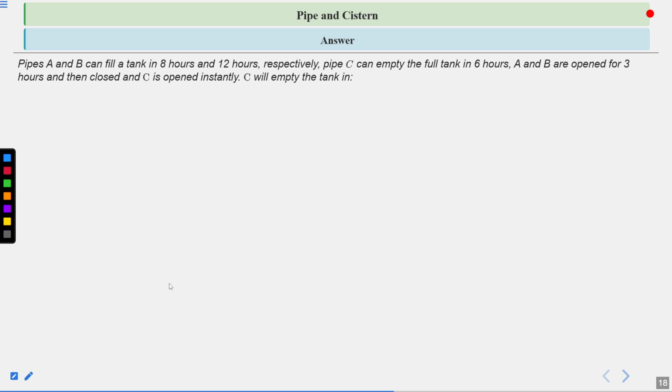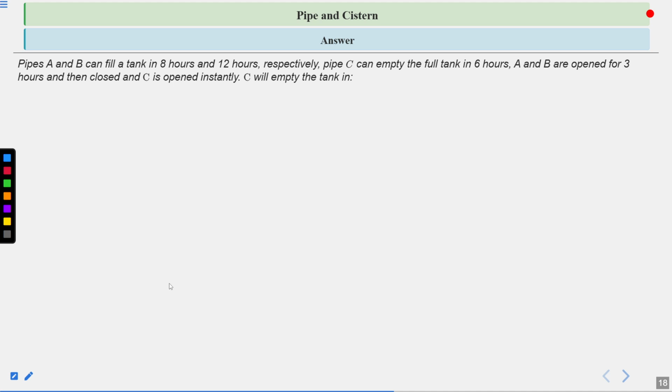So the question says that pipe A and B can fill the tank in 8 hours and 12 hours. And it is also given that pipe C can empty the full tank in 6 hours. So it means the efficiency of pipe C is more than pipe A and B. The question says that A and B are opened for 3 hours and then closed, and C is opened instantly. So C will empty the tank.